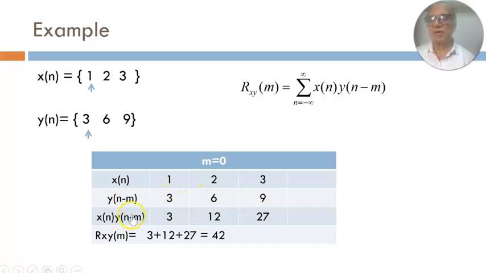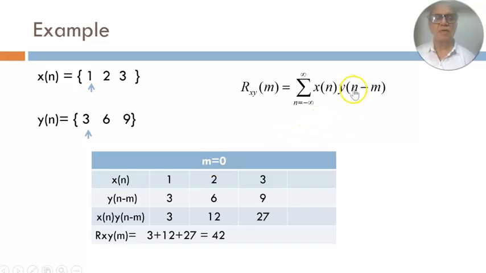And now you take the product of individual components, so 1 into 3, 3, 2 into 6, 12, 3 into 9, 27, and finally you sum all of them. So you get 3 plus 12 plus 27, that is 42. So this is the value for correlation you obtain for m equal to 0.